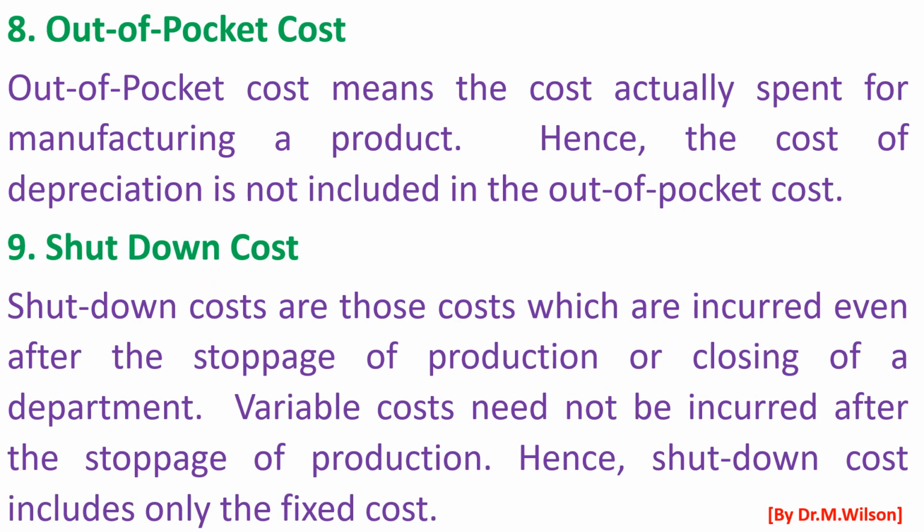8. Out-of-pocket cost. Out-of-pocket cost means the cost actually spent for manufacturing a product. Hence, the cost of depreciation is not included in the out-of-pocket cost. 9. Shutdown cost. Shutdown costs are those costs which are incurred even after the stoppage of production or closing of a department. Variable costs need not be incurred after the stoppage of production. Hence, shutdown cost includes only the fixed cost.